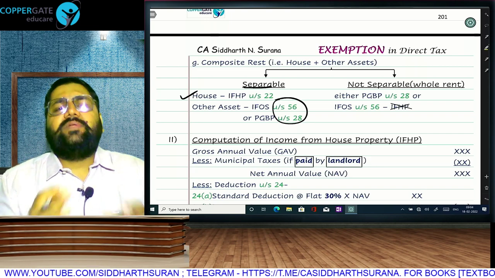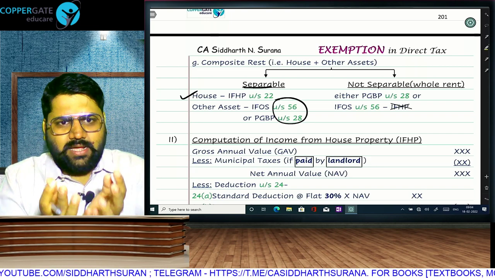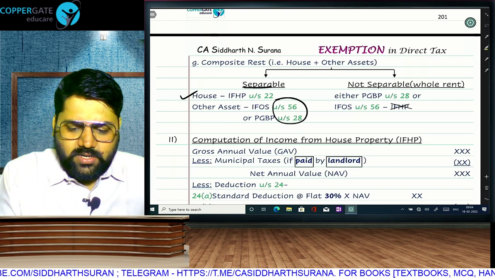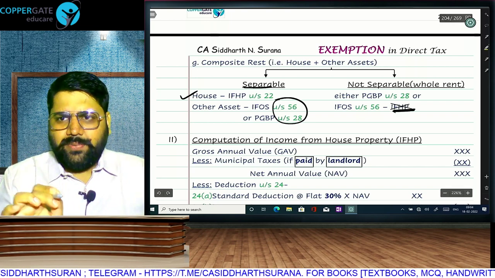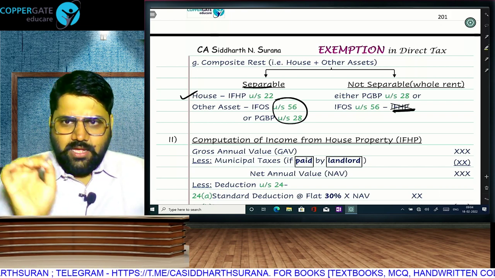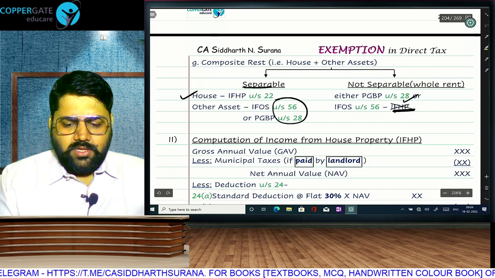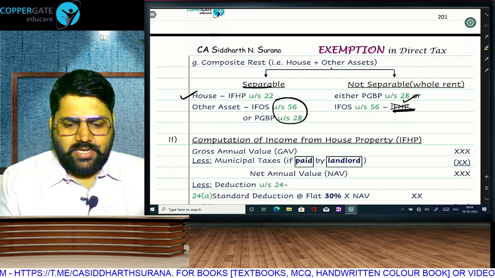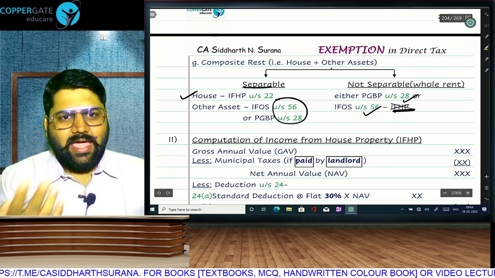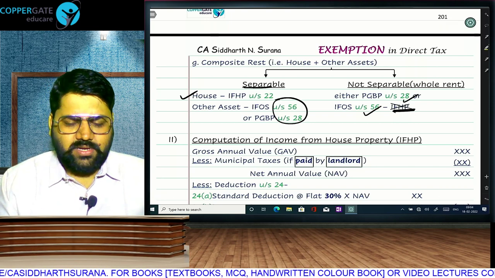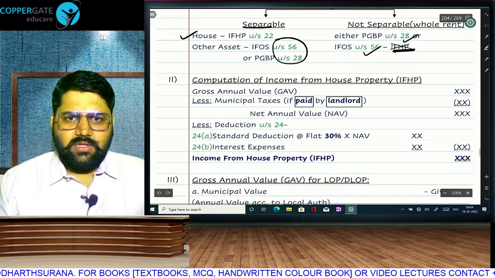But when they are not separable, it is one total rent, like a hotel or anything like that, then it cannot go under house property, because house property can cover only rent of a building. If the total amount contains rent of other assets, then it will either go in business if it is a regular activity like a hotel, or if you supposedly have a bungalow in any hill station and you give it on rent once in a while, then income from other sources.